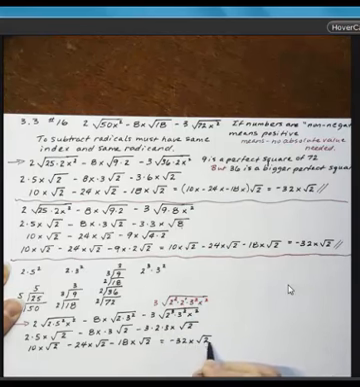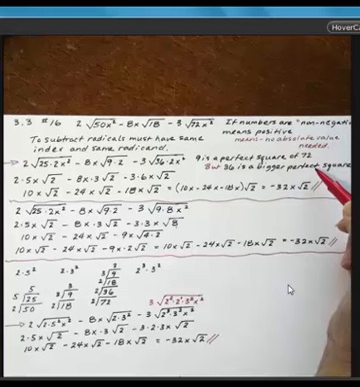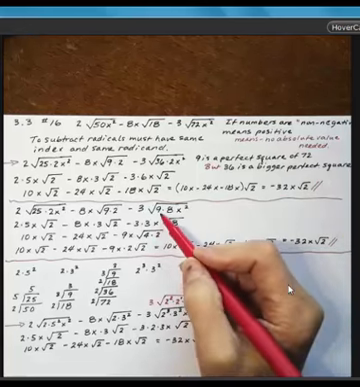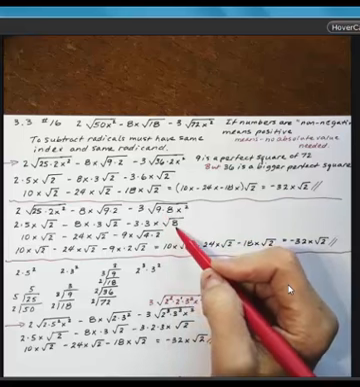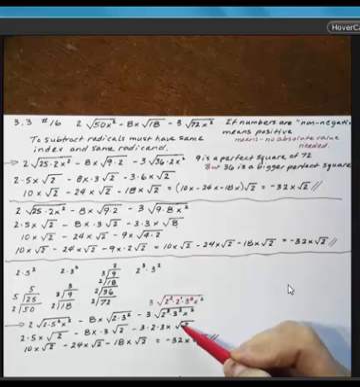So a couple different ways of doing the same problem. First method uses the biggest perfect square. Second method uses a square that is a factor and then having to simplify again. And then the third way that we did it was using prime factorization.